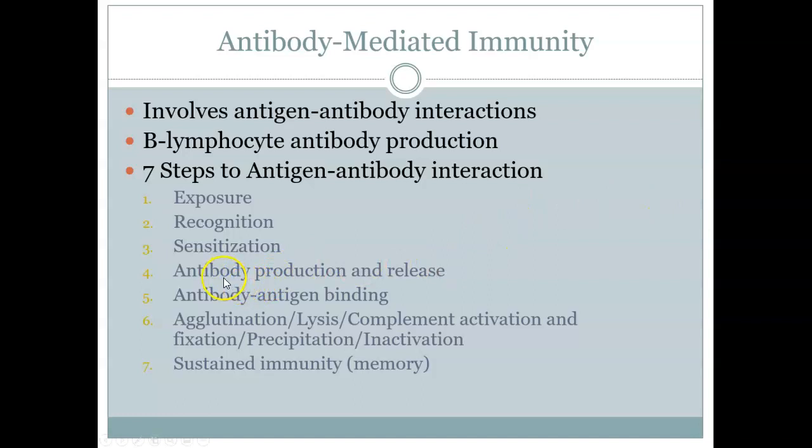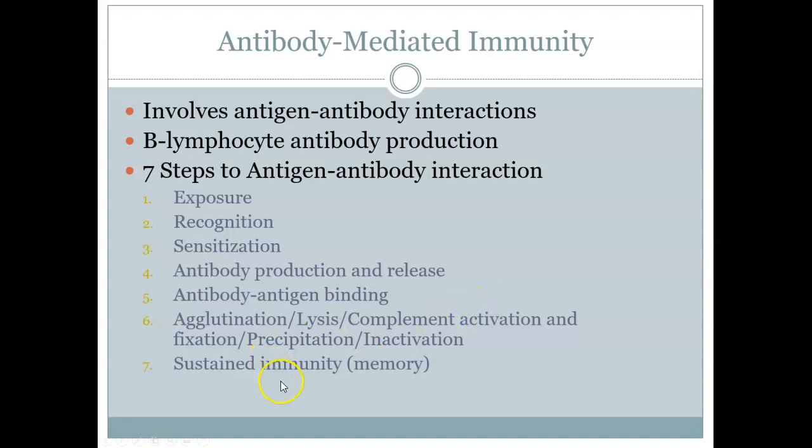And then the 4th phase is antibody production and release. It's when the plasma cells start making, I have in my notes, over 300 molecules of antibodies specific to that one antigen. And these molecules of antibody will remain in the bloodstream from 3 to 30 days.